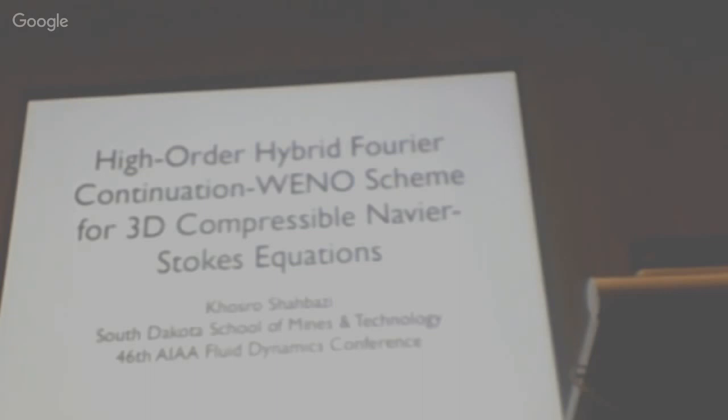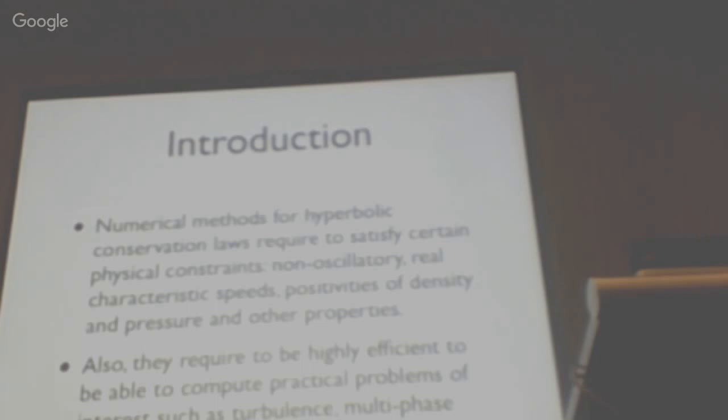Good afternoon, everybody. I'm going to talk about a high-order hybrid Fourier continuation WENO scheme for the 3D compressible Navier-Stokes equations. So let me talk about numerical methods for hyperbolic conservation laws. Our requirement is that we need to satisfy certain physical constraints. You want to be non-oscillatory. You want to have real as opposed to complex characteristic speeds, and positivity of various quantities. Also, we had a talk about boundary conditions, so we have to also take care of boundary conditions. But we also require the methods to be highly efficient, to be able to compute practical problems of interest like turbulence, multi-phase flow, etc.